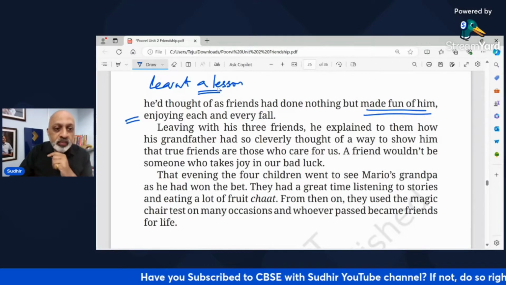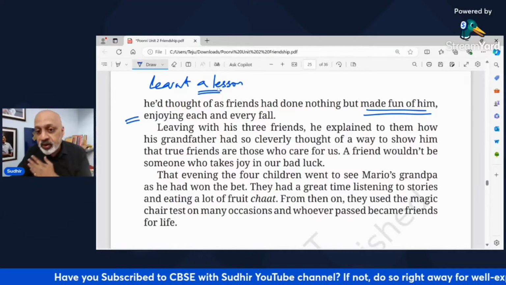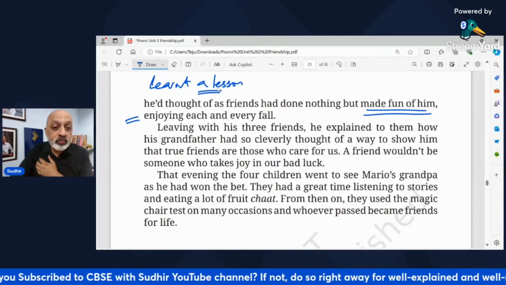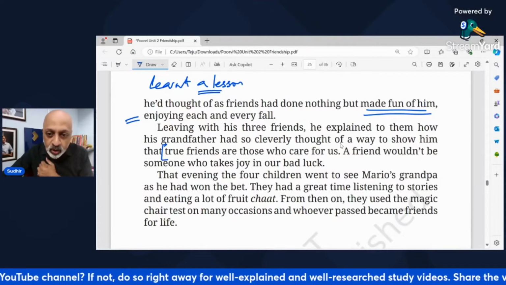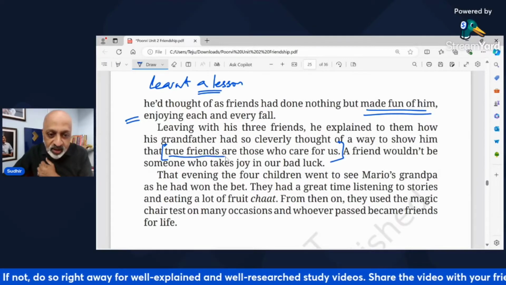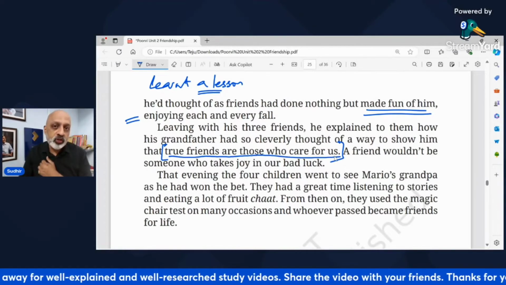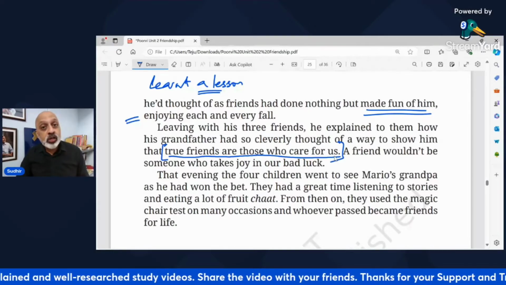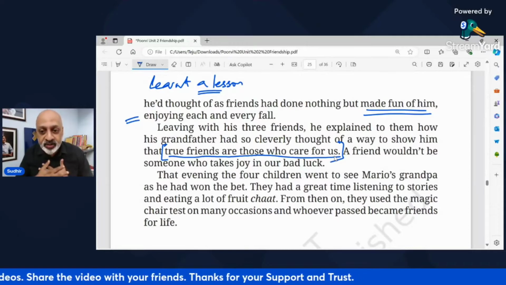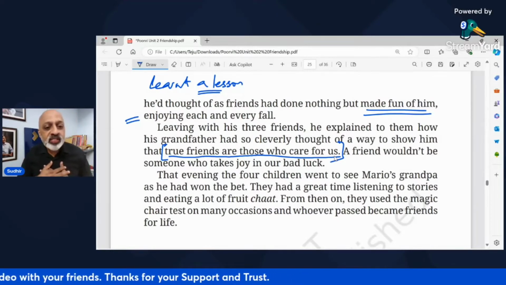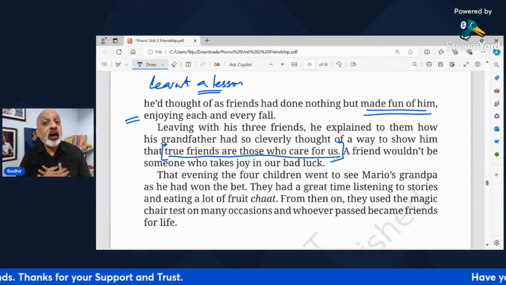He explained to them how his grandfather had so cleverly thought of a way to show him that true friends are those who care for us. This is the moral of the story. This line is the moral of the story. True friends are those who care for us, not those who laugh at us. A friend would not be someone who takes joy in our bad luck.